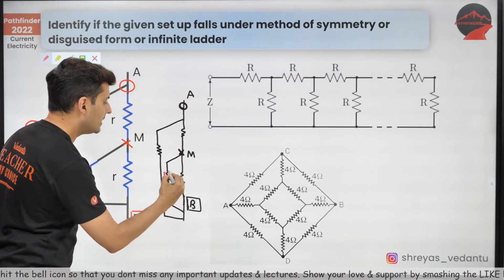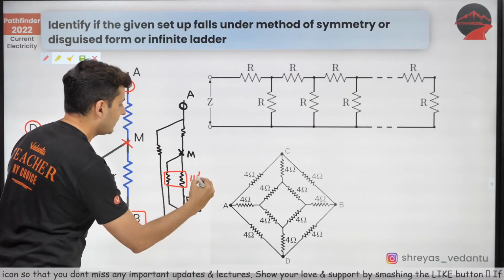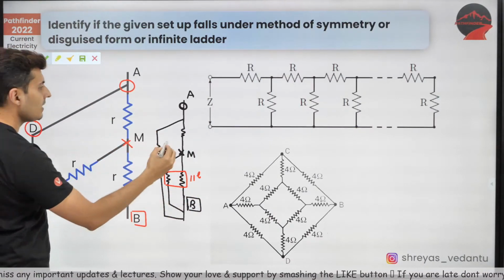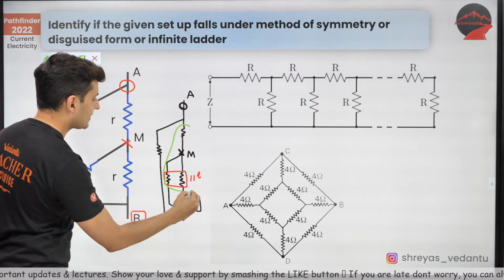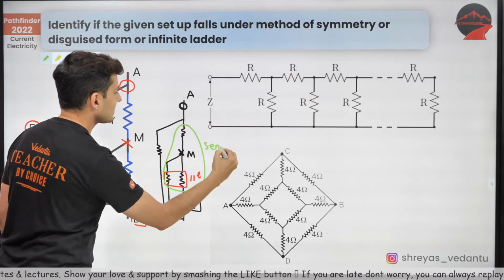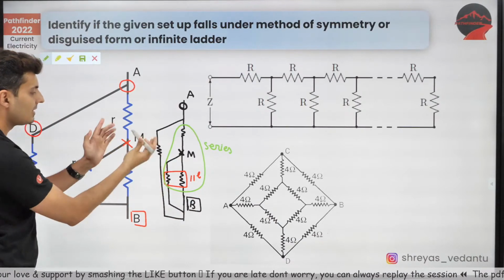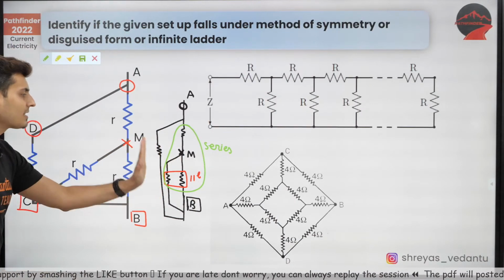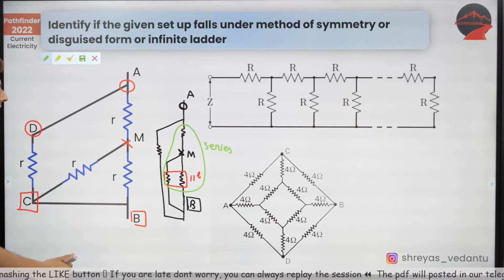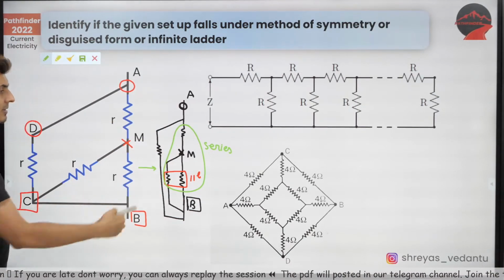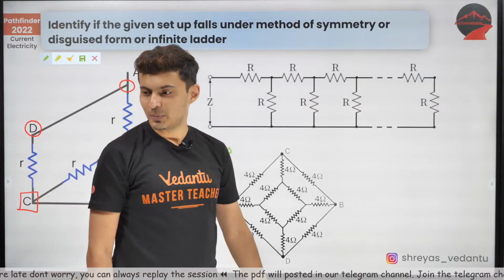Now you can see these both are in parallel, and this along with this is in series, and this whole thing is in parallel with this. So it becomes a simple series parallel circuit. This was a disguised form. So you have uncovered the mask and converted it into a simpler circuit. That's what you can do.